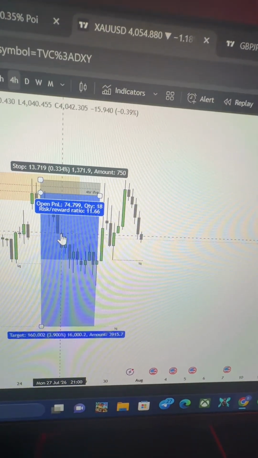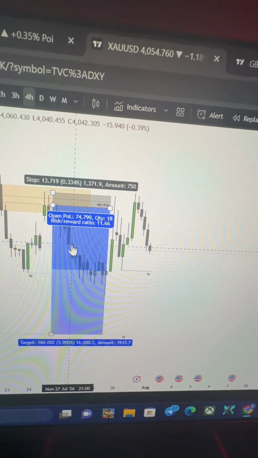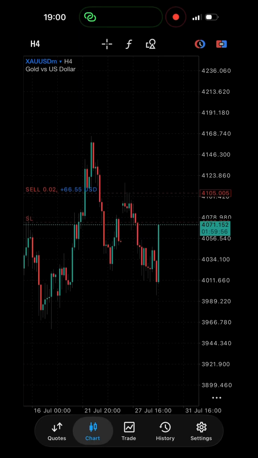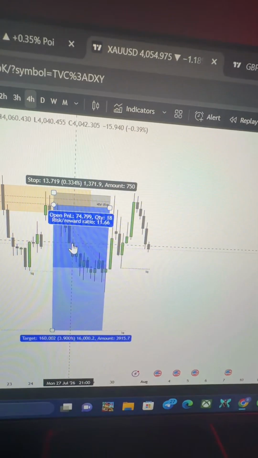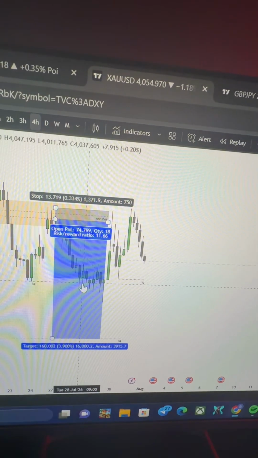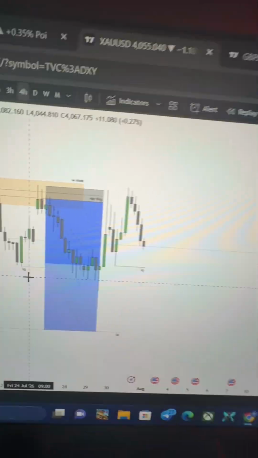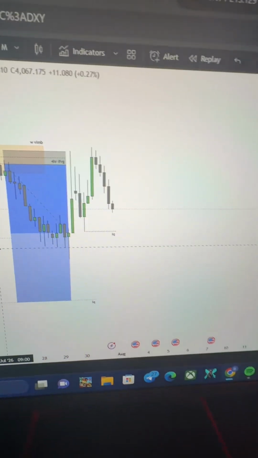I think I have MT5 screen recording. I'll just add it to this video just to show you guys. I didn't lose any money on this particular trade, though I had the opportunity to take what I made when price reached my TP1, but I didn't. Like I said, it is what it is.